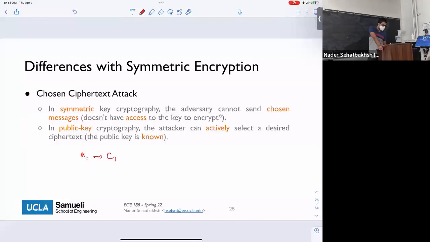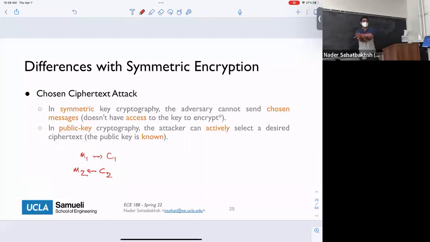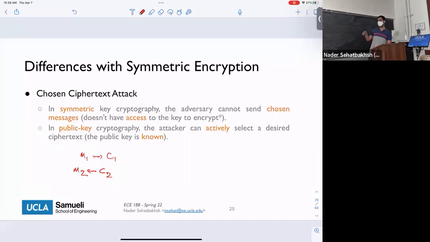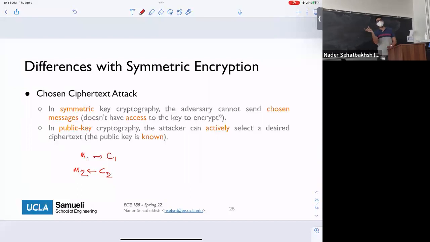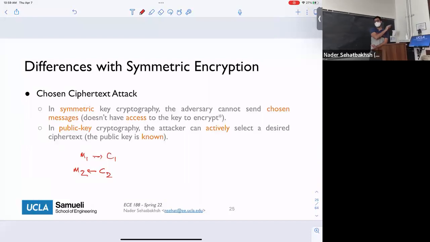I can also actively say that this C2 is created by this M2, because I'm the one who is encrypting things. As an adversary, I have access to the public key. So I can actually choose what the ciphertext looks like, because I can basically encrypt messages infinitely and get any ciphertext that I want. So this means that I can pick what ciphertext the victim, in this case the decryptor or the receiver, is going to decrypt.